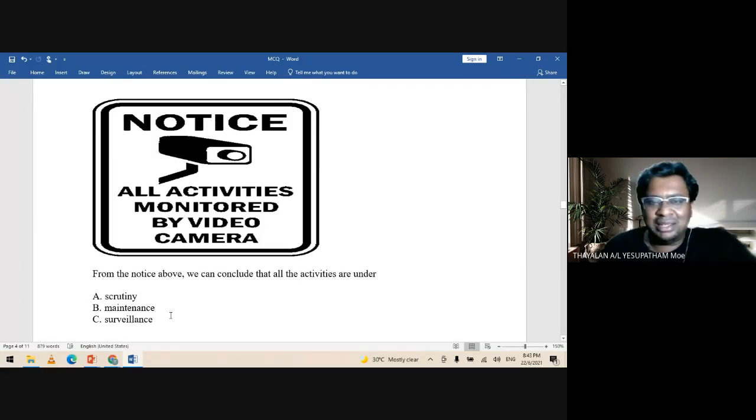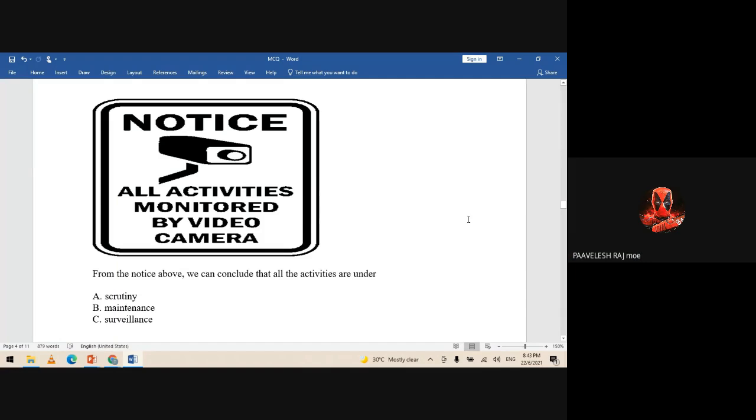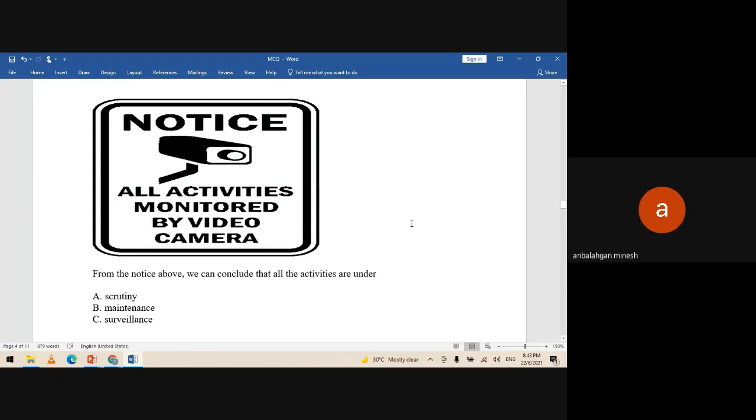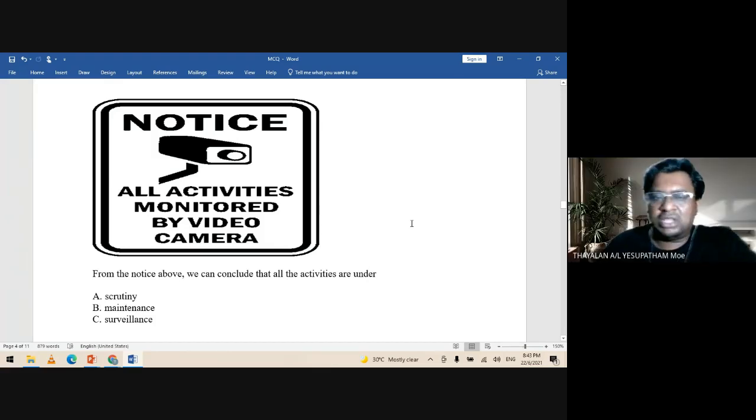Okay, now for this one, you need to have a good vocabulary, because the options are rather difficult in terms of the vocabulary. From the notice above, we can conclude that all the activities are under A, scrutiny, B, maintenance, C, surveillance. Notice: all activities monitored by video camera. Surveillance. Very good. The answer is C. Although A may be very close, the correct answer is C, surveillance.